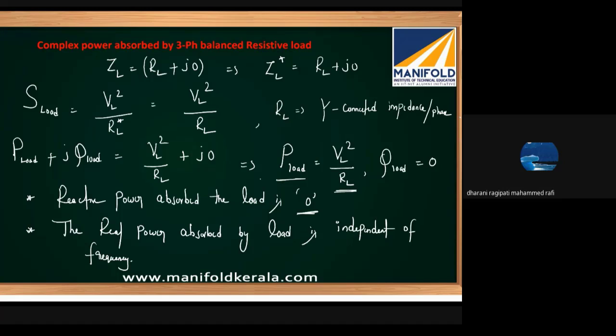So the real power absorbed by the load is directly proportional to the square of the transmission voltage. That means if I go for higher and higher voltage transmission for the same load connected at the receiving end, I will be able to transfer more power to the load. Understand? So power transferred to the load is directly proportional to the square of the transmission voltage.